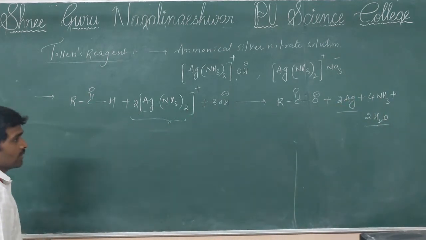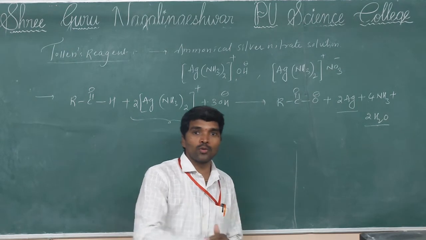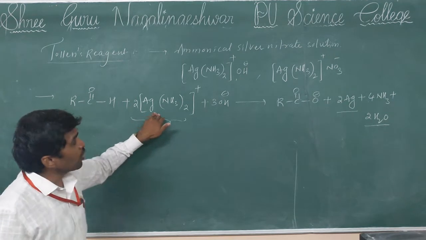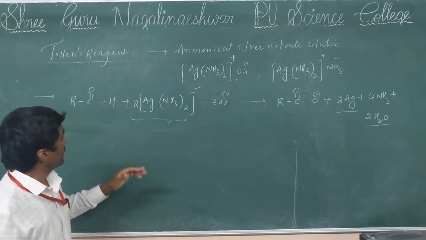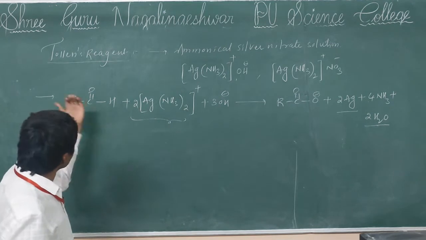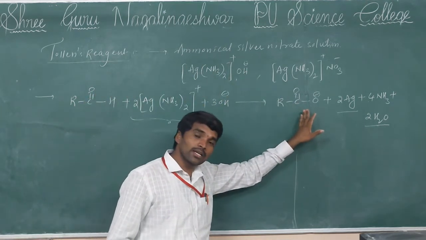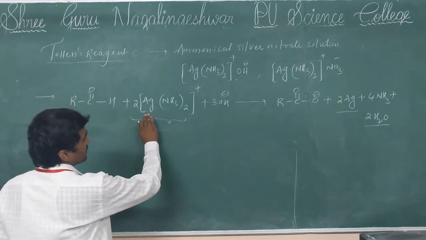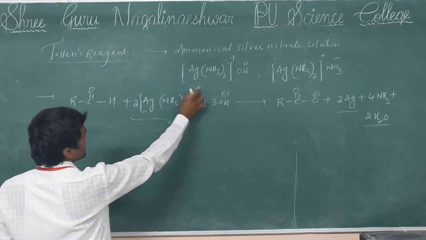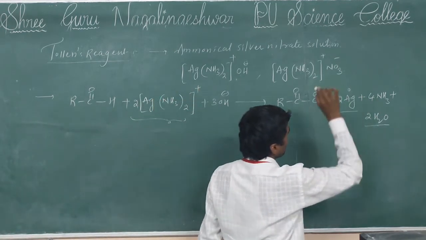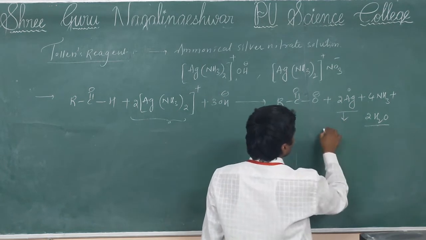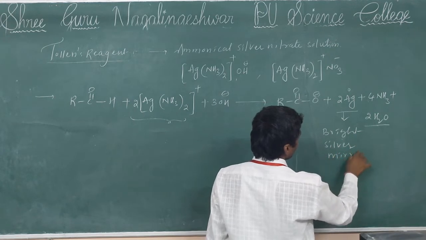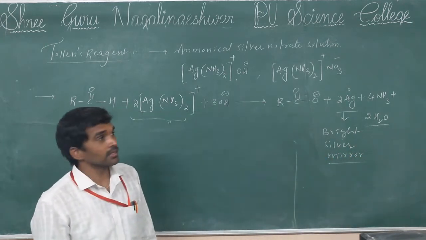You see here what happened? This reaction we can say in two ways. Aldehydes reduce the Tollens reagent, also we can say. Otherwise, Tollens reagent oxidizes the aldehyde to carboxylate ion, also we can say. Okay, right. So here in Tollens reagent, the silver oxidation state is +1, and here metallic silver Ag. So a bright silver mirror will be formed inside the test tube.